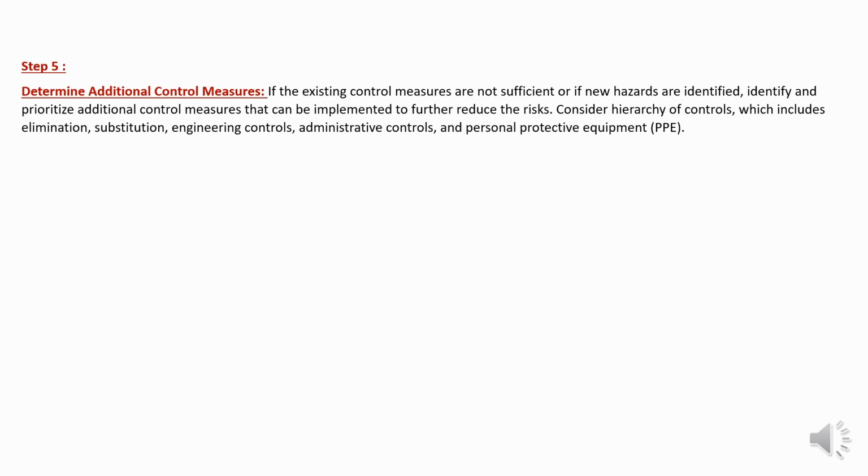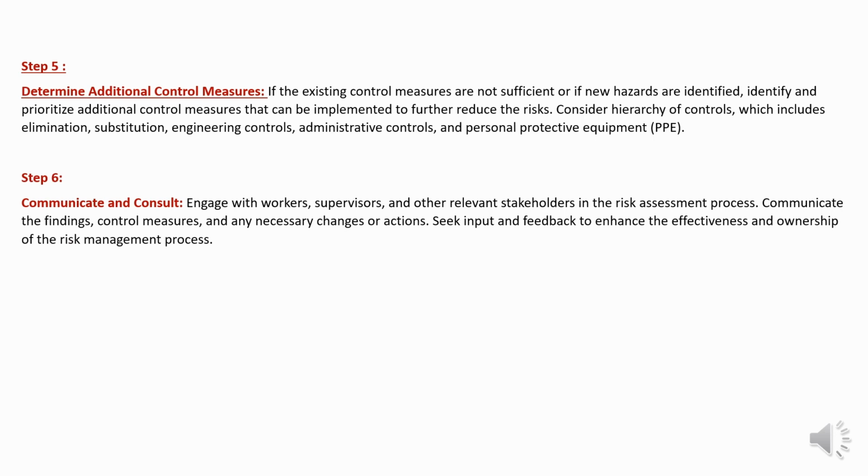Consider the hierarchy of controls, which includes elimination, substitution, engineering controls, administrative controls, and personal protective equipment. Step 6 is communicate and consult. Engage with workers, supervisors, and other relevant stakeholders in the risk assessment process. Communicate the findings, control measures, and any necessary changes or actions. Seek input and feedback to enhance the effectiveness and ownership of the risk assessment process.